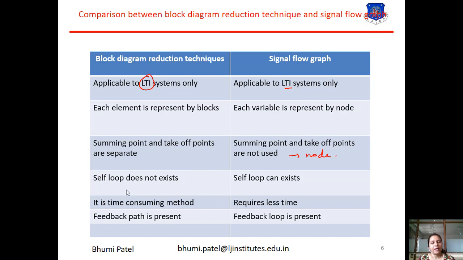Now in the block diagram, self loop does not exist, and in the signal flow graph, self loop can exist. Next comparison, block diagram reduction is a time consuming method, and signal flow graph requires less time compared to the block diagram reduction. And the last comparison is feedback path is present in the block diagram, and in the signal flow graph feedback loop is present. Okay, so this is the comparison between block diagram and signal flow graph.